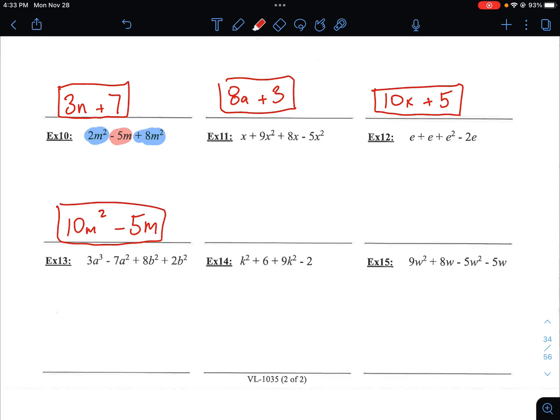Let's take a look at the next one. We have x. I'm going to write a little 1 in front of it, just in case it's 1x. Any other x's in here? Yes, 8x plus 8x. Any other just regular x's? Well, this is an x squared, and this is also an x squared, so we can't combine that.